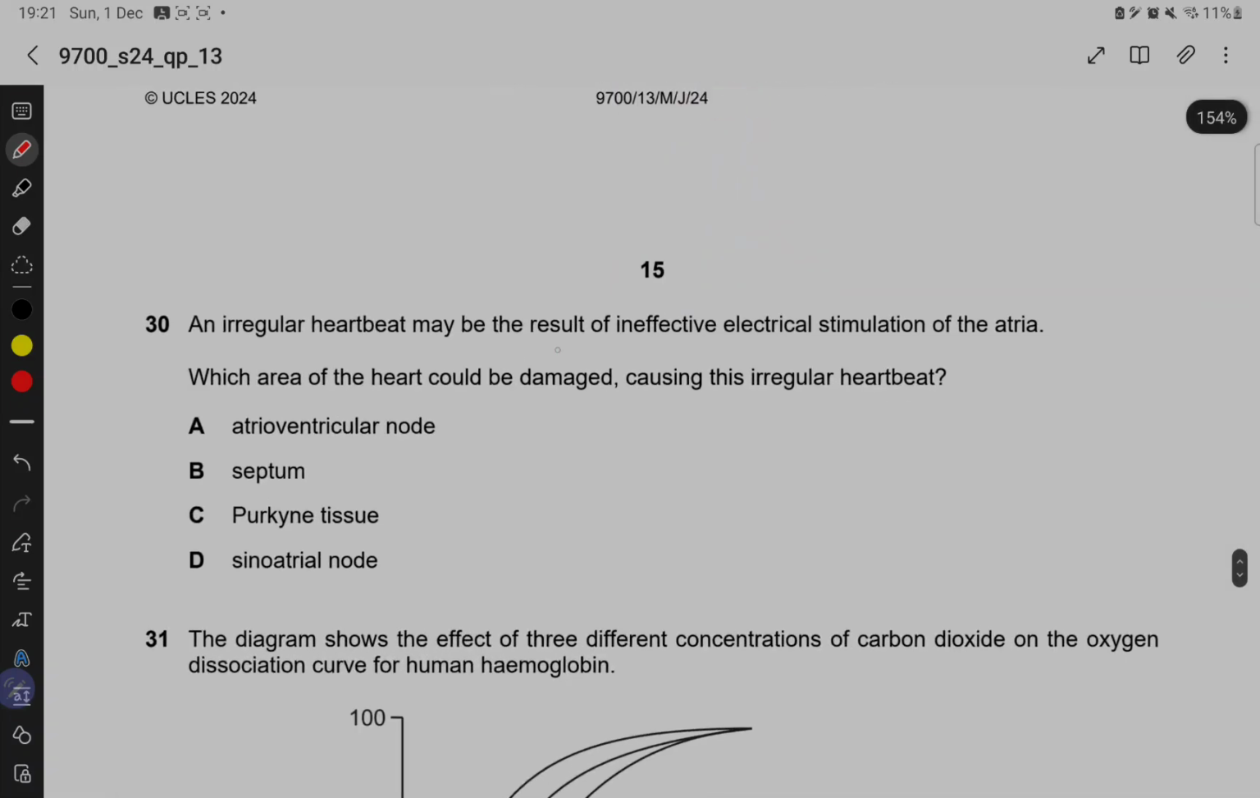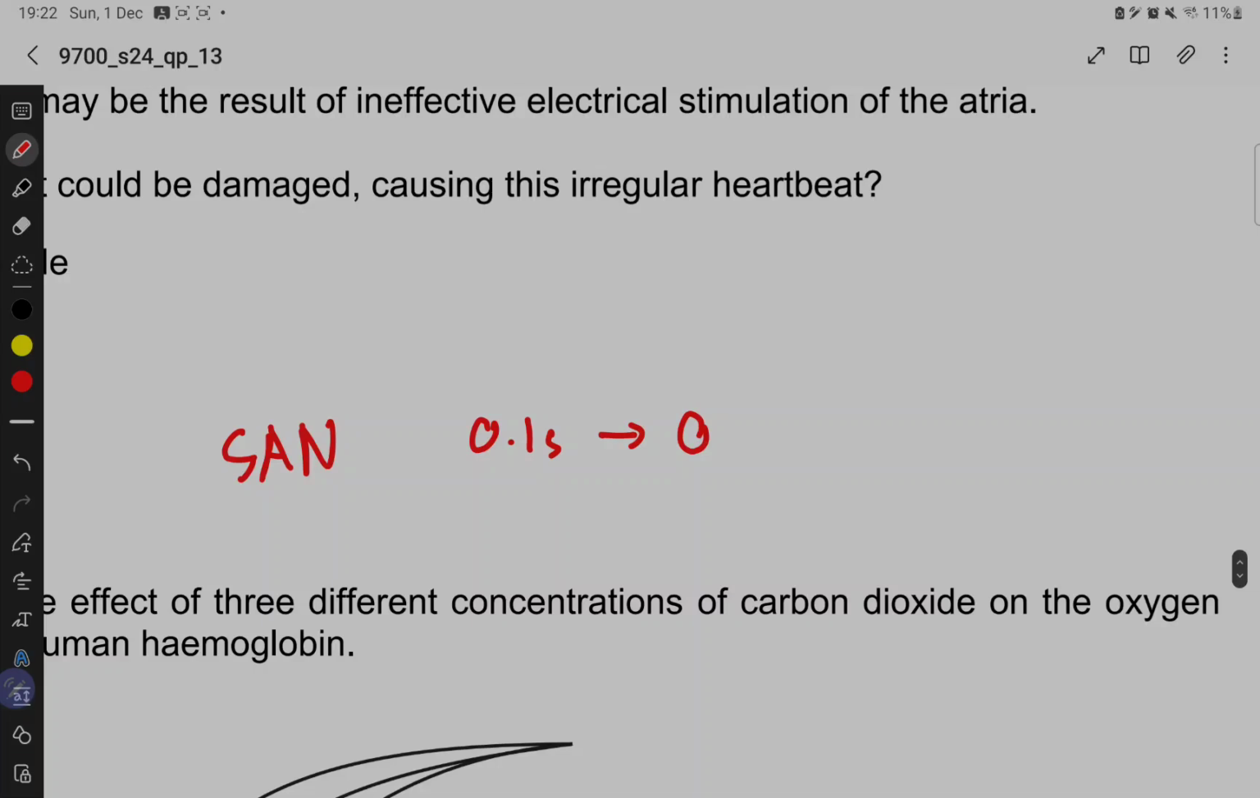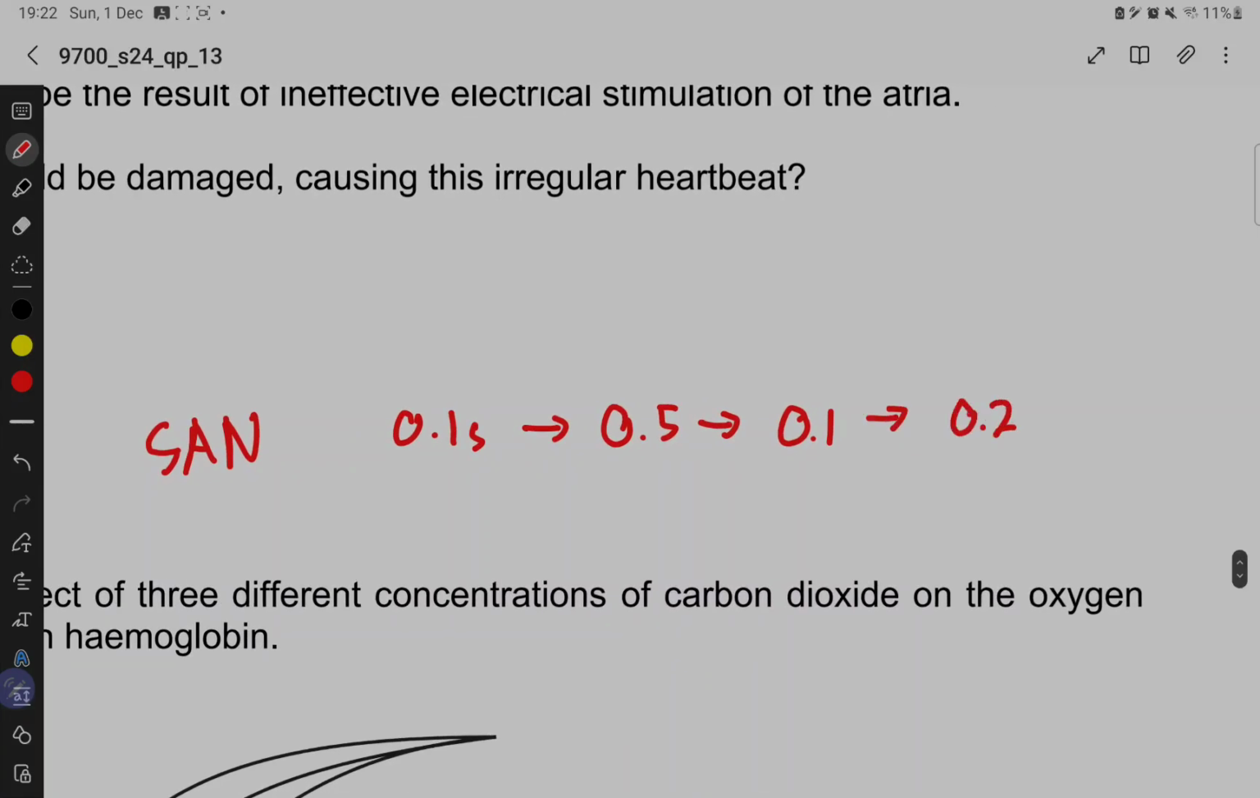An irregular heartbeat may be the result of ineffective electrical stimulation from the atria. Which area of the heart could be damaged, causing this irregular heartbeat? Can't be the septum or the node. Okay, so basically it's SAN, because the SAN is the one that is sending out the electrical stimulation. Let's say it used to send out one every 0.1 second to cause heartbeat.